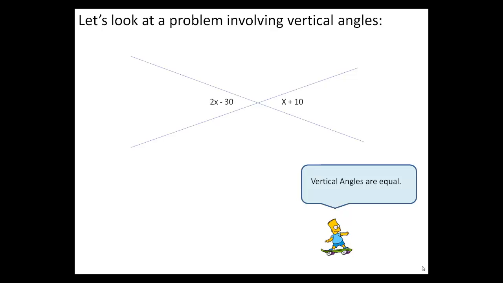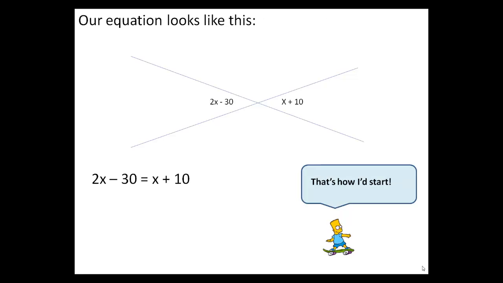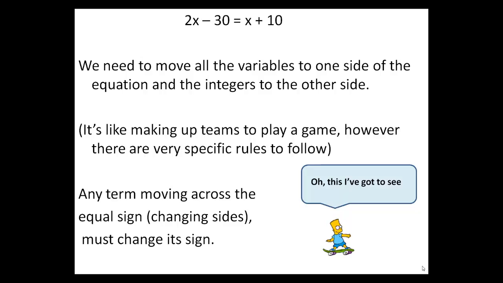Let's look at a problem involving vertical angles. Here we have 2x minus 30, and the second vertical angle is x plus 10. Our equation for this particular problem would look like 2x minus 30 equals x plus 10 because, as Bart told us, they are equal. 2x minus 30 equals x plus 10.